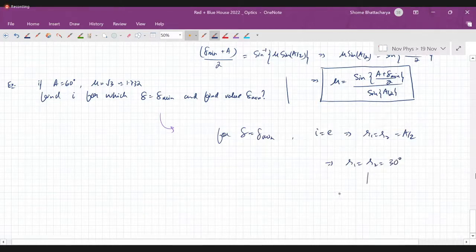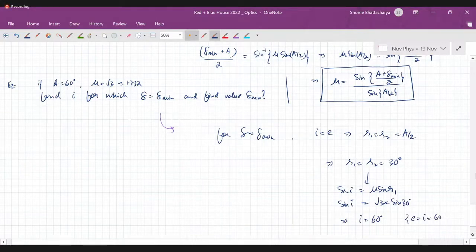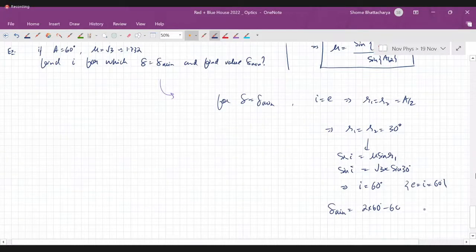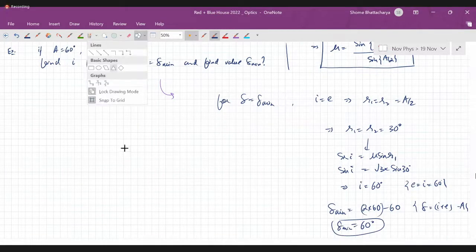Okay. So now we have sine I is equal to mu sine R1. So from this we see that the angle of incidence will be 60 degrees, which will be equal to the angle of emergence. And so the minimum deviation will become 2 into 60 minus 60, because in general it is like this. So the minimum deviation angle will also come out to be 60 degrees. And this situation will basically look like this.